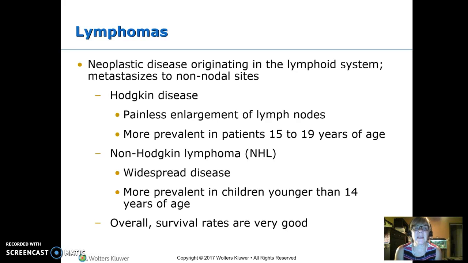Lymphomas are a neoplastic disorder that originates in the lymph system, and then can metastasize to non-lymph nodes. So we have Hodgkin's and non-Hodgkin's. The difference is Hodgkin's is in a group of lymph nodes, and usually the main symptom is non-painful enlargement of a group of lymph nodes, and this happens in the later teens. Non-Hodgkin's lymphoma happens a little younger. This is not limited to a little group of lymph nodes. It's much more pervasive. But both of them have very good survival rates.